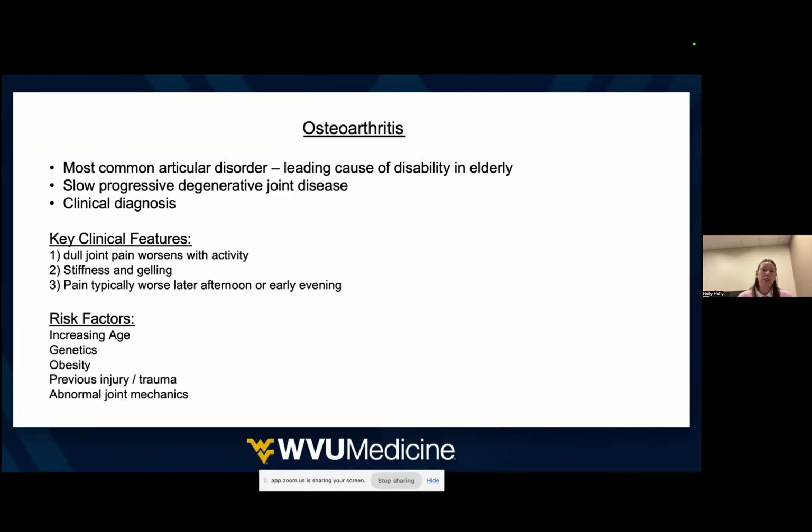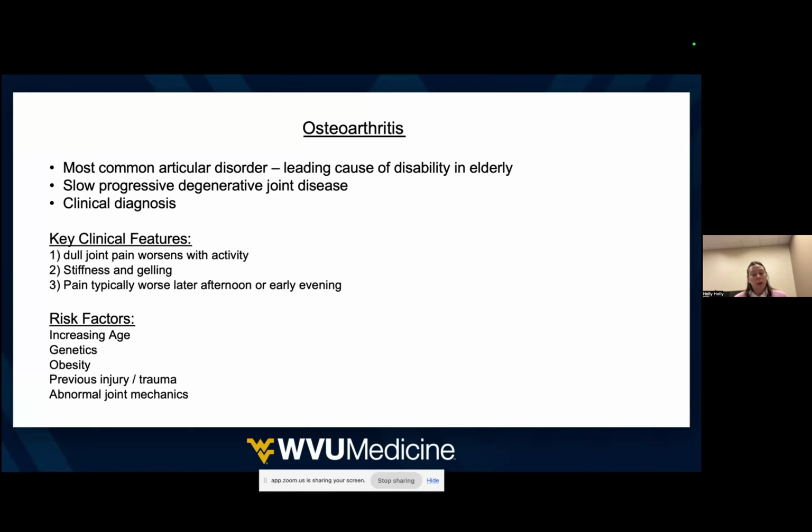So let's start with osteoarthritis. It is probably the most common articular disorder that we find and one of the leading causes of disability. It's typically a slow progressive disease, and it really is a clinical diagnosis. So most of the time we don't need imaging, x-rays, or labs to diagnose osteoarthritis in our patients.